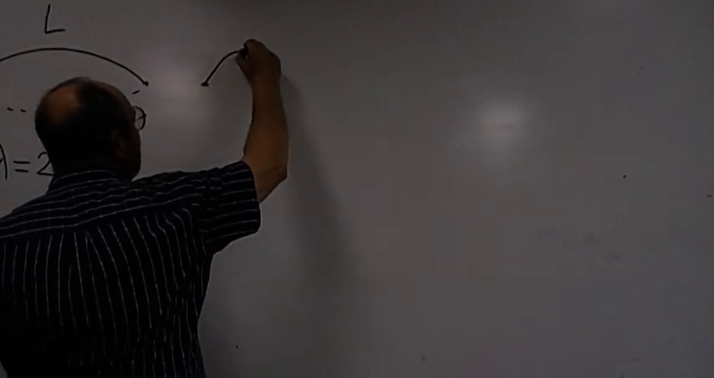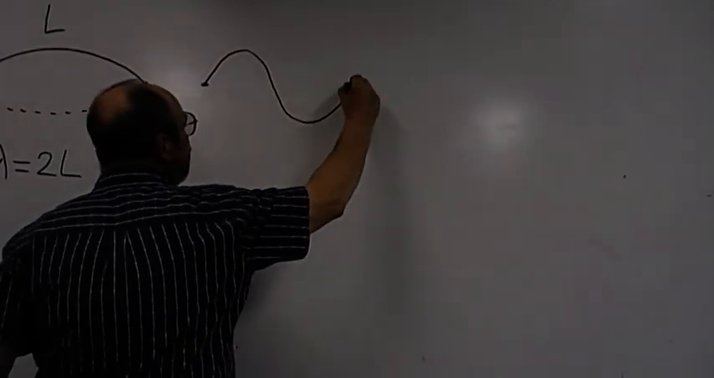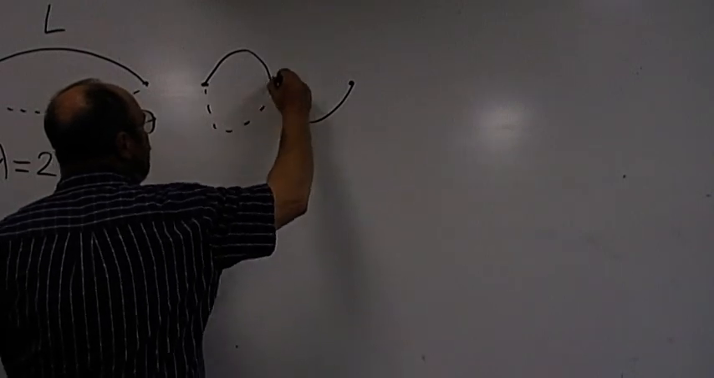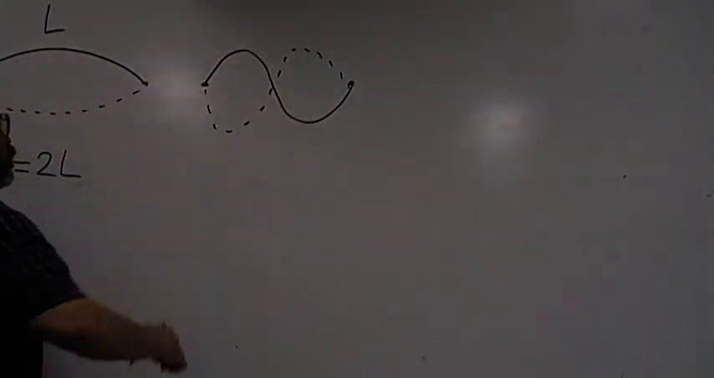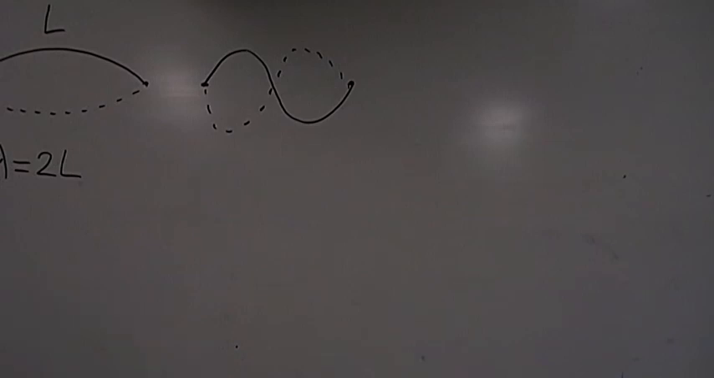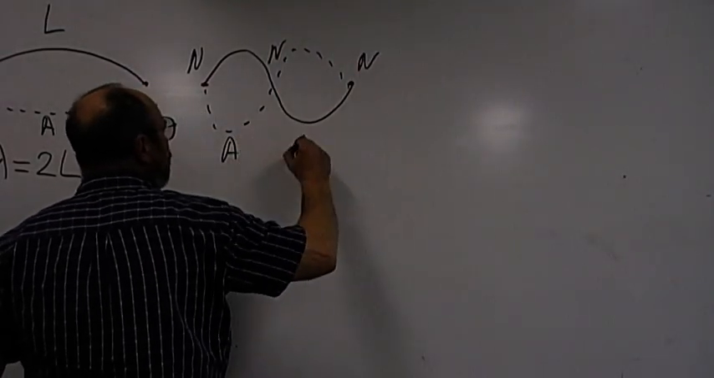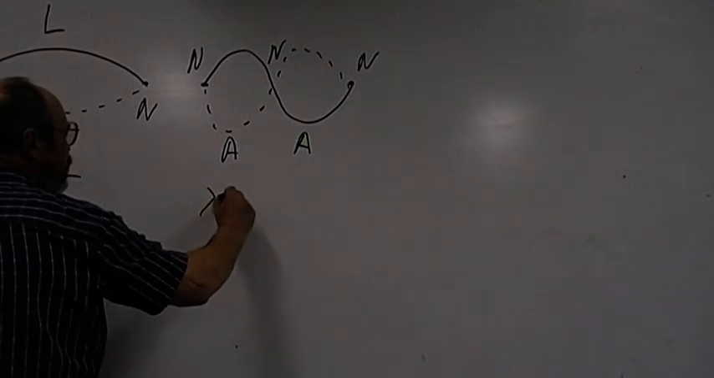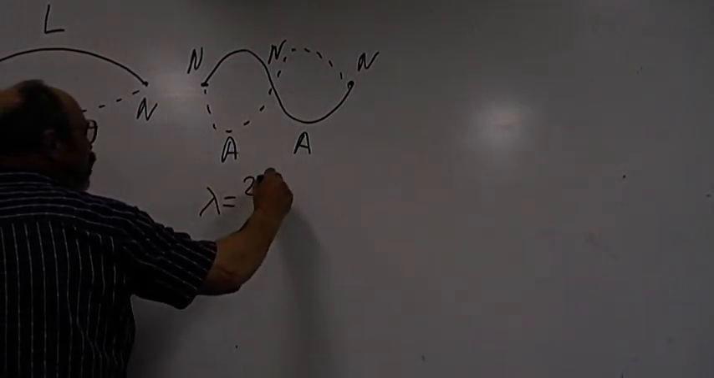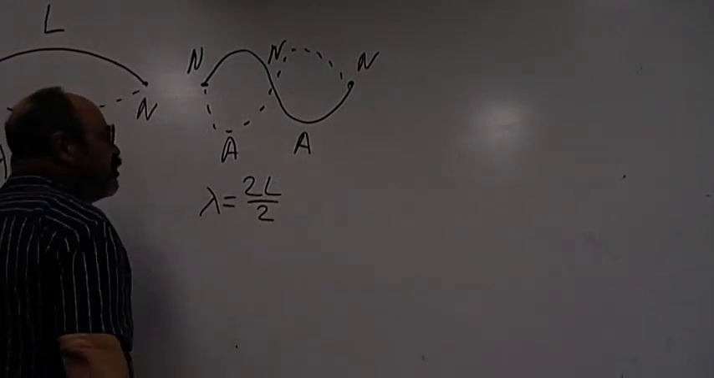The next possible standing wave can be like this, when we will have the so-called wave envelope. And those are nodes, and that is antinode, then node, and we have two antinodes, and we have wavelength equal to 2L over 2.